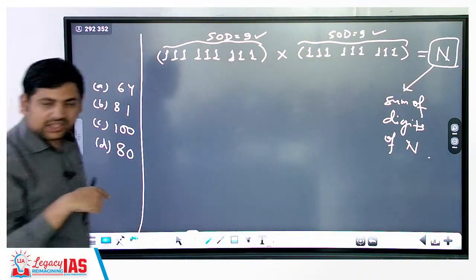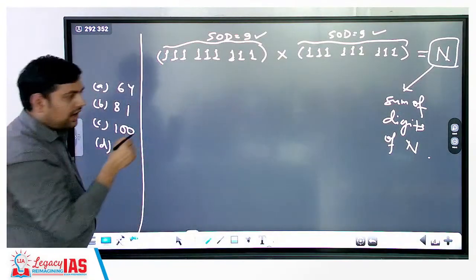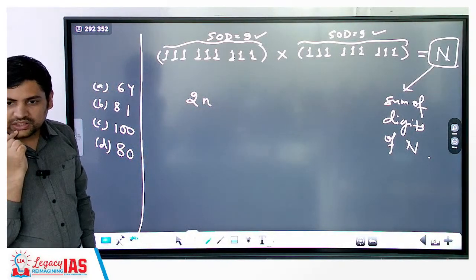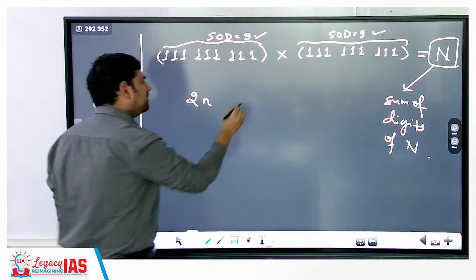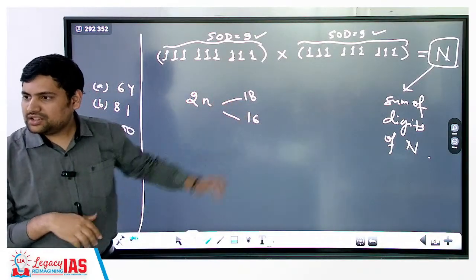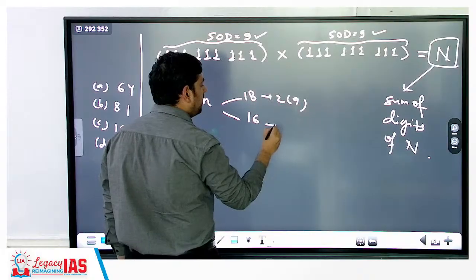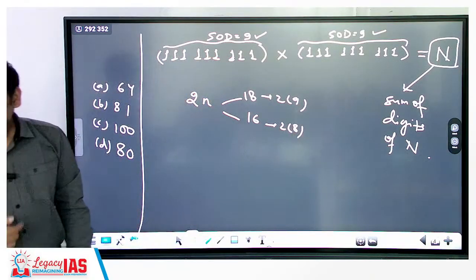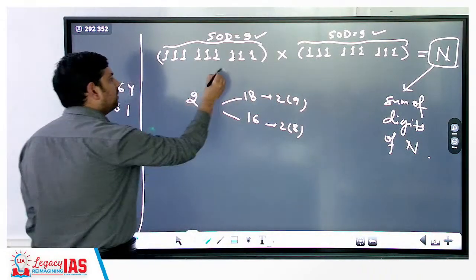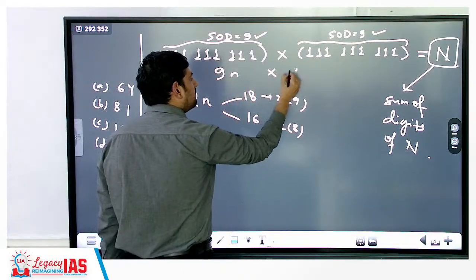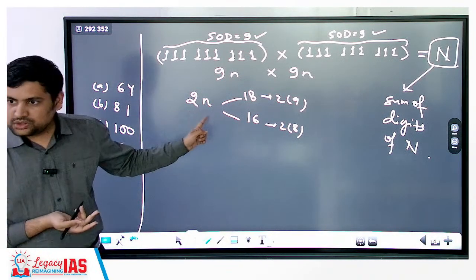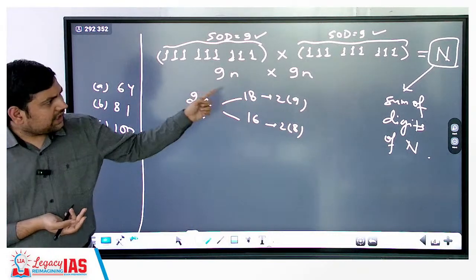Now, you learnt one thing yesterday: for even numbers, how do we write them? We usually write even numbers as 2n. Why do we write it as 2n? Because every even number, for example, 18 or 16, can be written in 2n form: you take 2 out and then it can be written like this. So this becomes 2 into 9 and 2 into 8. Correct? Similarly, if these numbers are divisible by 9, can I write them in this form, 9n into 9n? Correct? Because they are divisible by 9. Like I write even numbers as 2n, I write it as 9n and 9n.